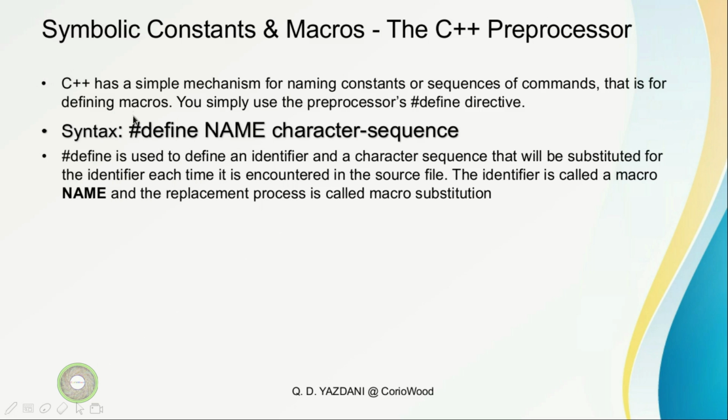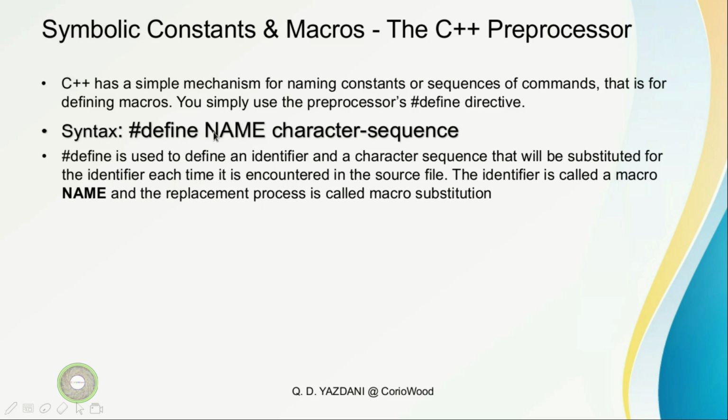You always put #define and then the name in uppercase. Whatever name you like, you can put a literal string. In my case it is Yazdani, or your name could be George, Michael, Laura, anything you like. The define is used to define an identifier and a character sequence that will be substituted for the identifier each time it is encountered in the source file. The identifier is called a macro name, and the replacement process is called macro substitution.